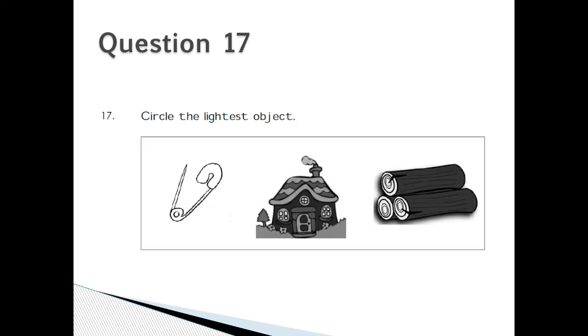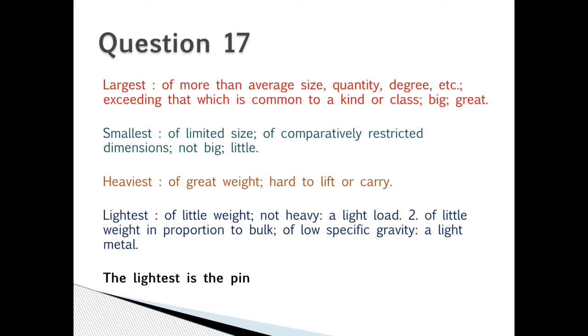Question 17. Circle the lightest object. We have a pin, a house, and logs. Largest means of more than average size, quantity, or degree, exceeding that which is common to a kind or class, so it is big or great.